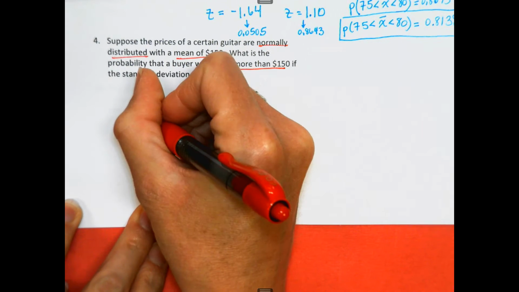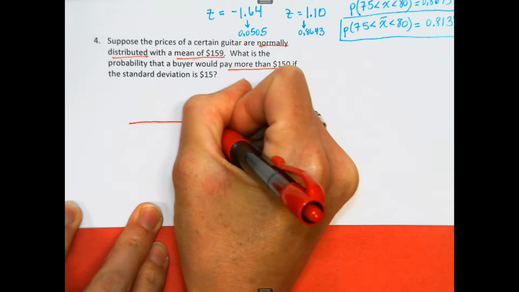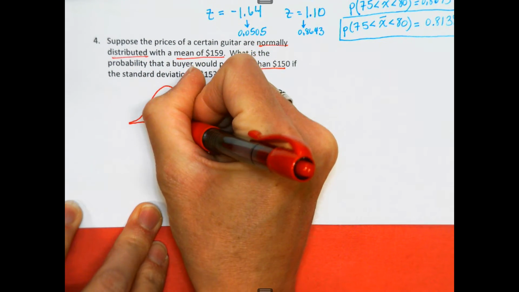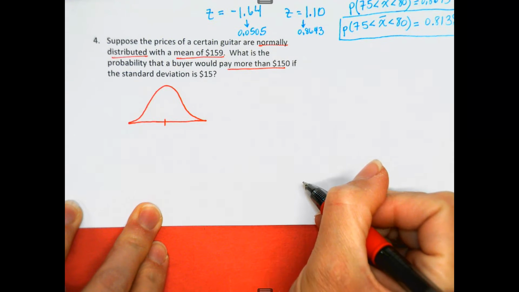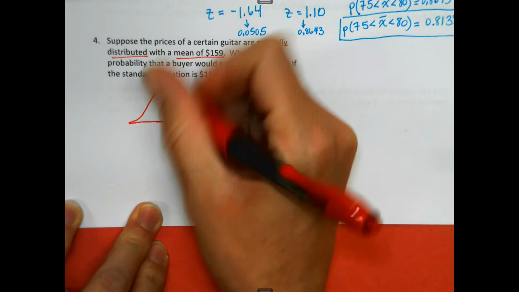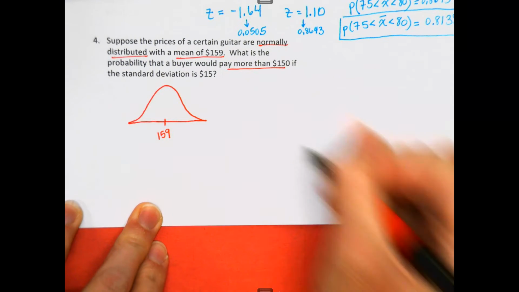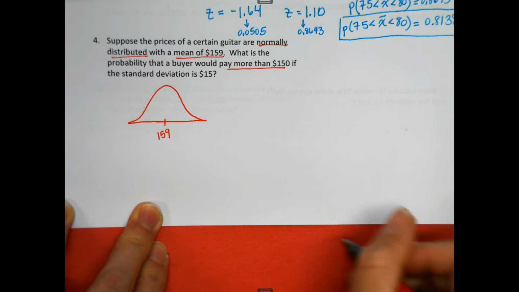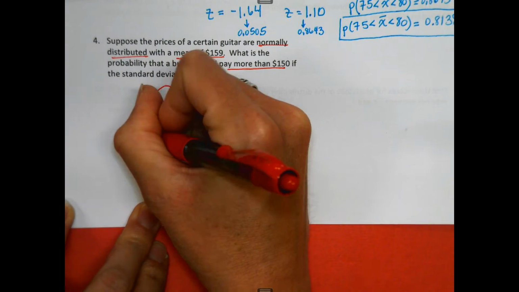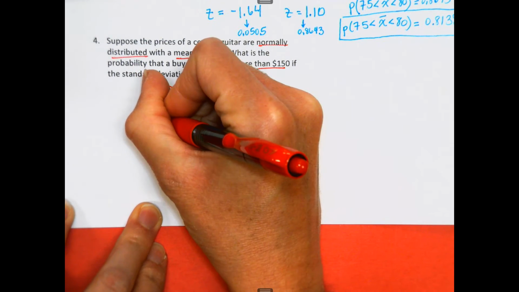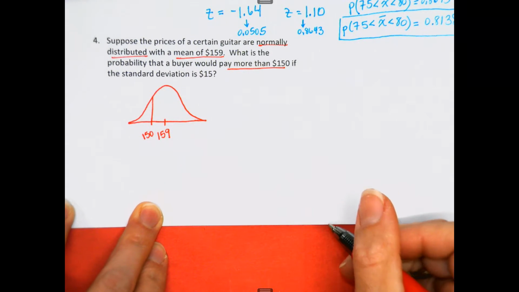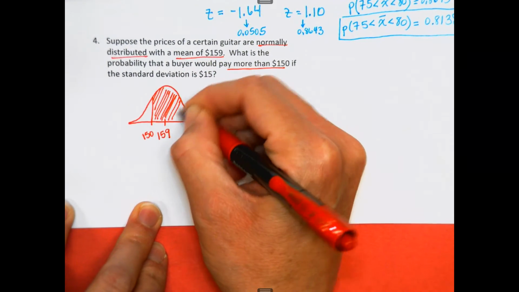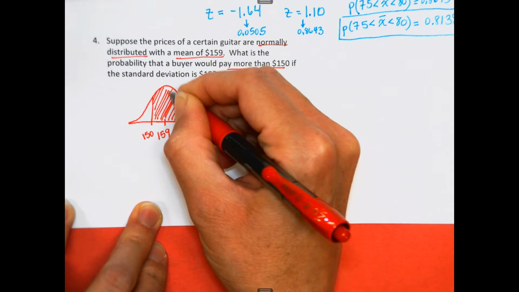we can start off with our normal distribution. In the middle, we're going to put our mean. So here our mean is $159. And we want to know what's the probability that they would pay more than 150. 150 is to the left of 159. It's smaller than it. And we want to know if they're going to pay more than 150, not 150. So I'm going to shade to the right-hand side.